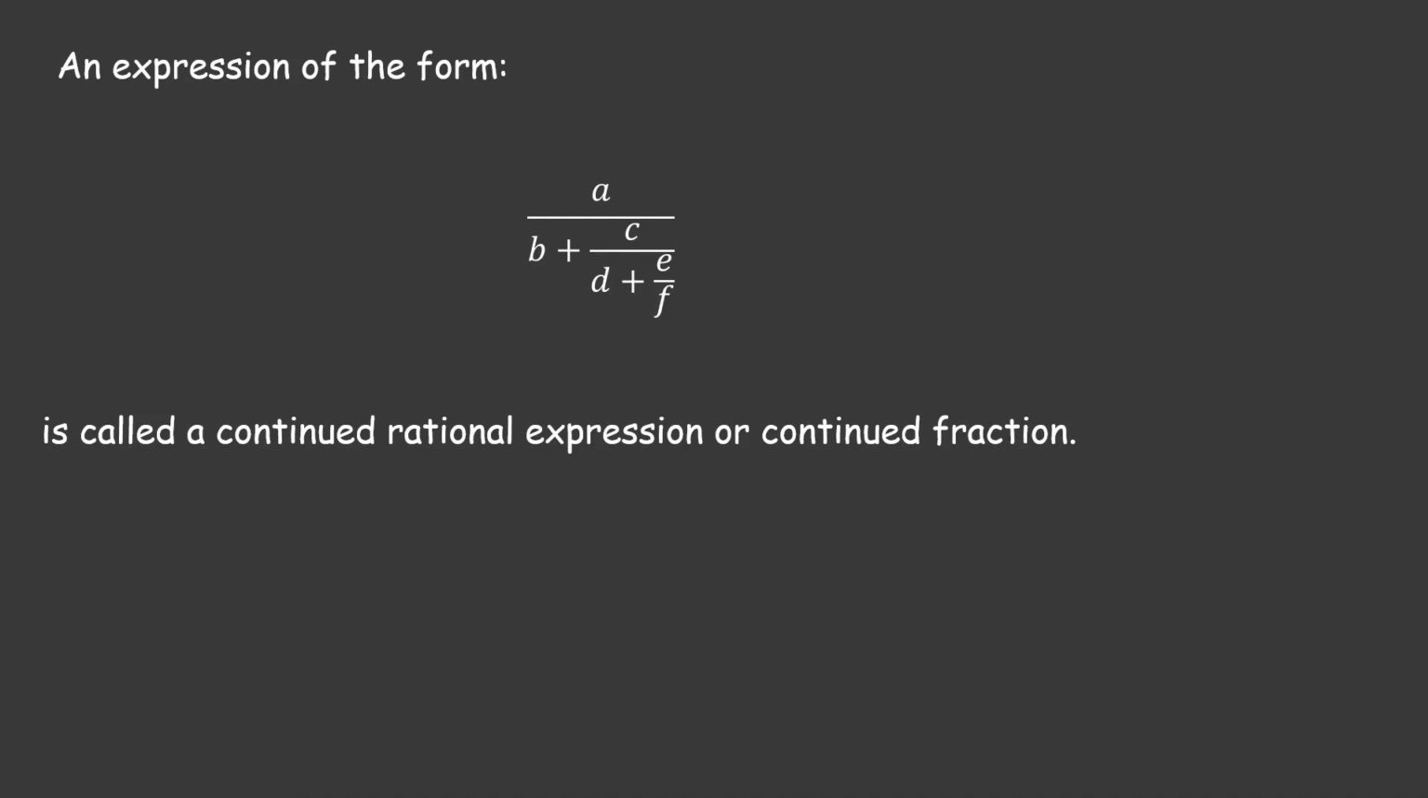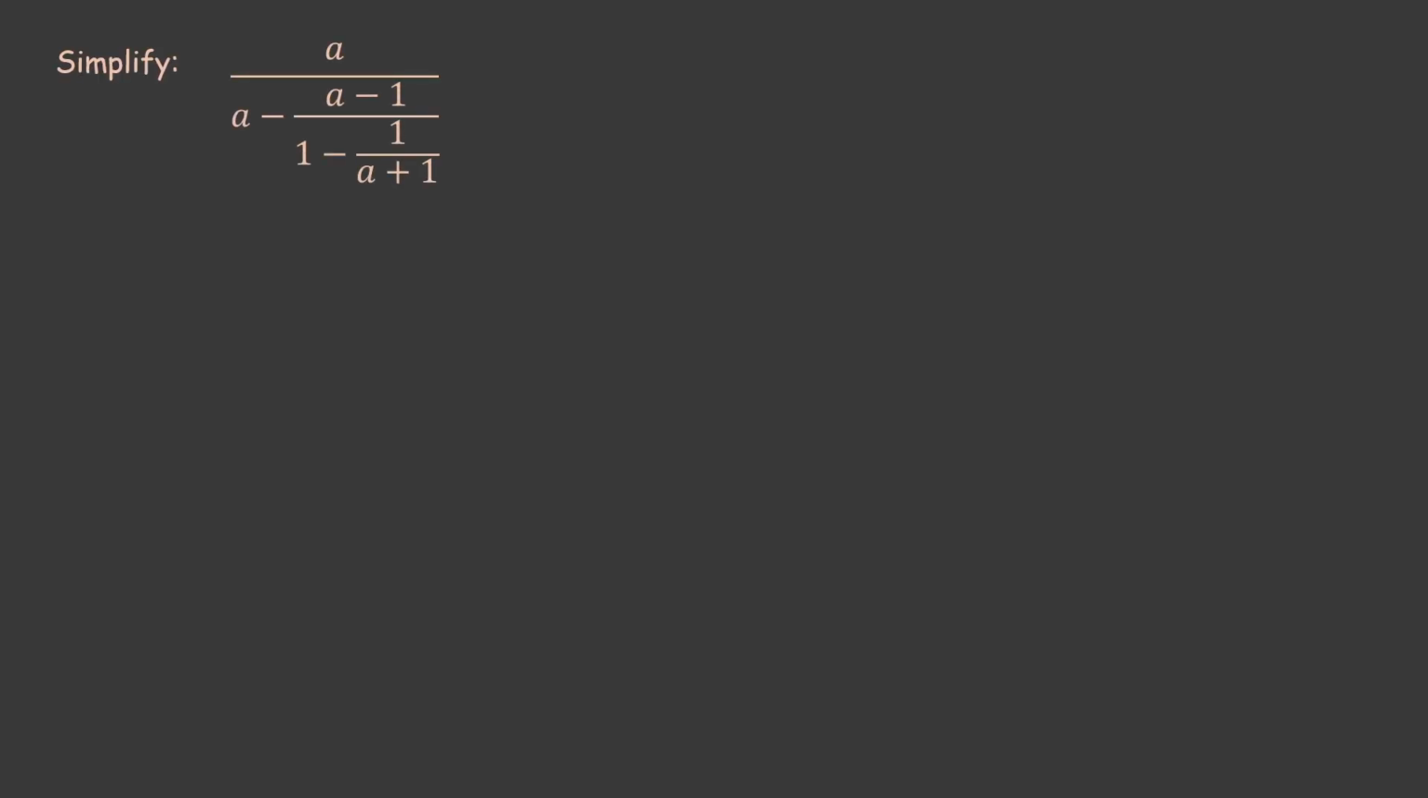To simplify such expressions, one must start simplifying from the lowermost part and gradually move upwards to reach the final simplified form. Now let us look at some examples and solve them. So the first one is this. We are going to start with the lowermost denominator, which is 1 minus 1 upon a plus 1.